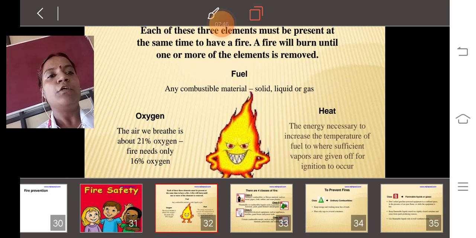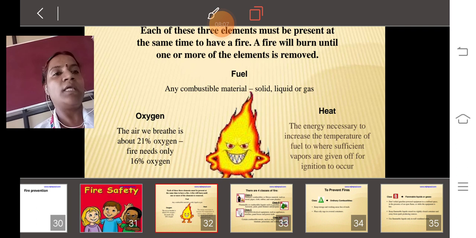And the second element is fuel. Any combustible material is called fuel, which may have 3 states: solid, liquid or gas. And the third element is heat. Heat is nothing but the energy necessary to increase the temperature of the fuel. These are all the basic 3 elements in fire.